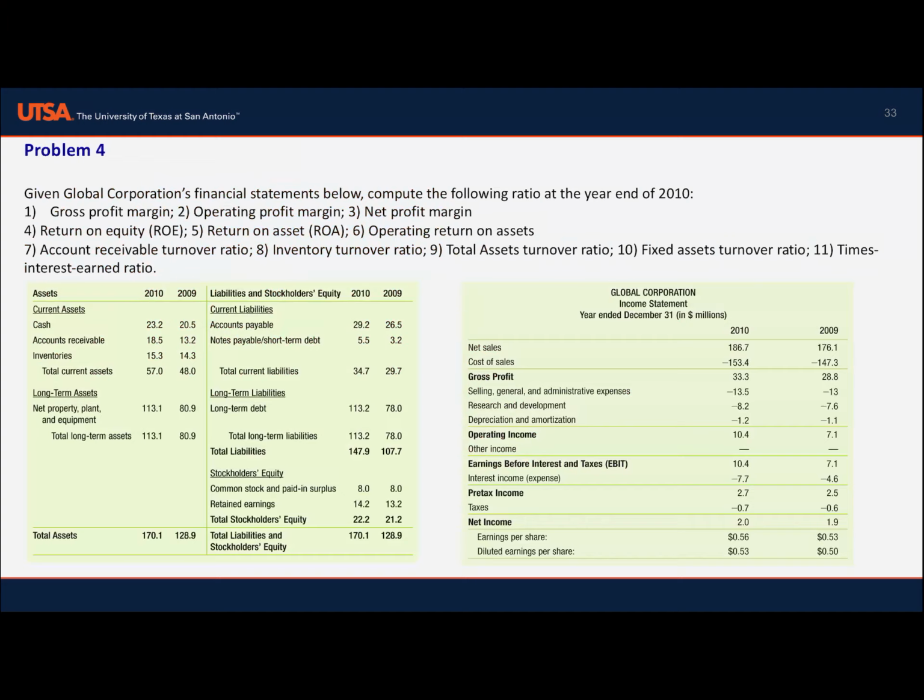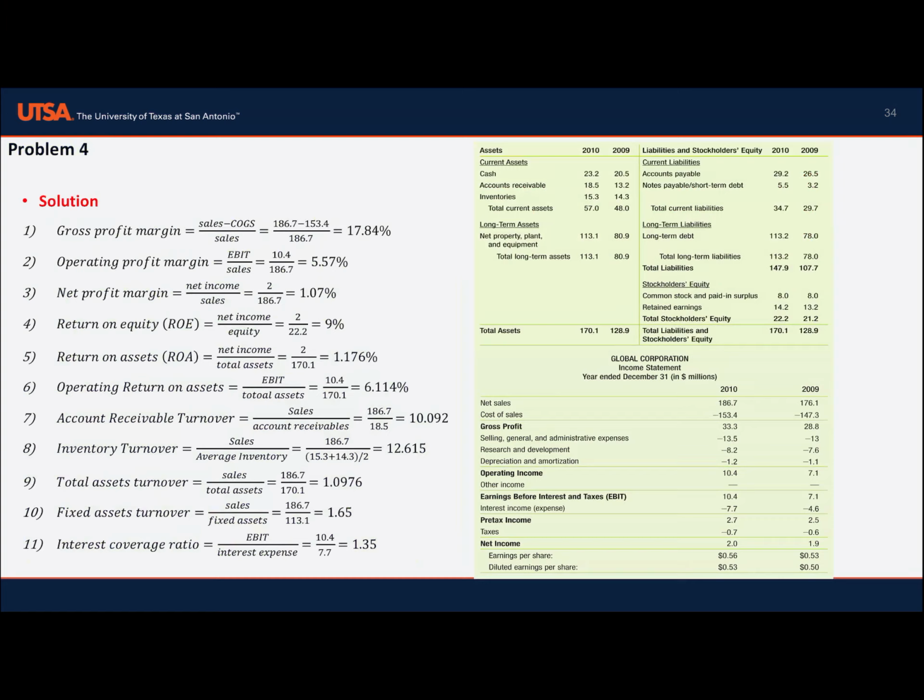Okay, let's look at problem 4. Given Global Corporation's financial statements below, compute the following ratios at the year end of 2010. We have a bunch of ratios, from 1 to 11. Let's calculate these ratios. We have the balance sheet and income statement, and let's calculate the gross profit margin.